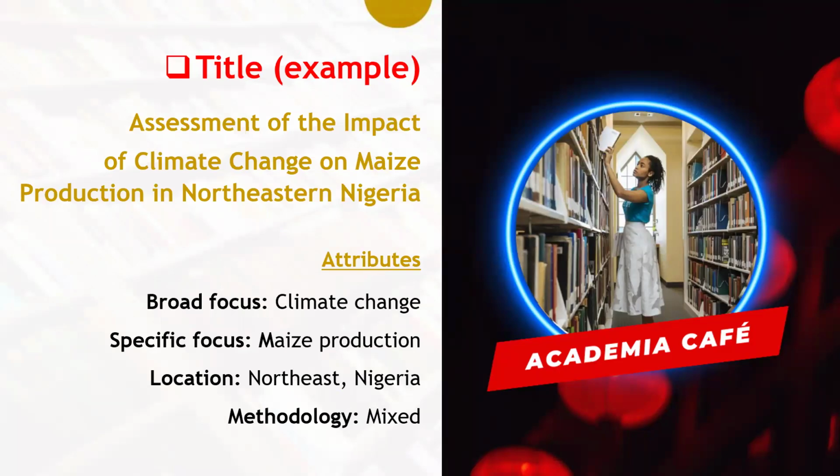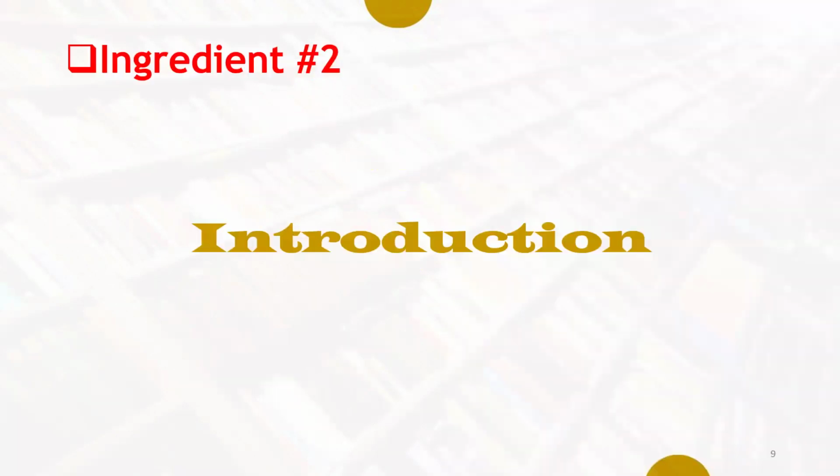As I said earlier, always check with your institution's guide so you can be sure you are on the right path, as some institutions might have limits on the number of words in the title and how it should be structured. Now to the second ingredient of a compelling research proposal, introduction. The major goal here is to provide context for your research topic, explaining the problem and its significance.